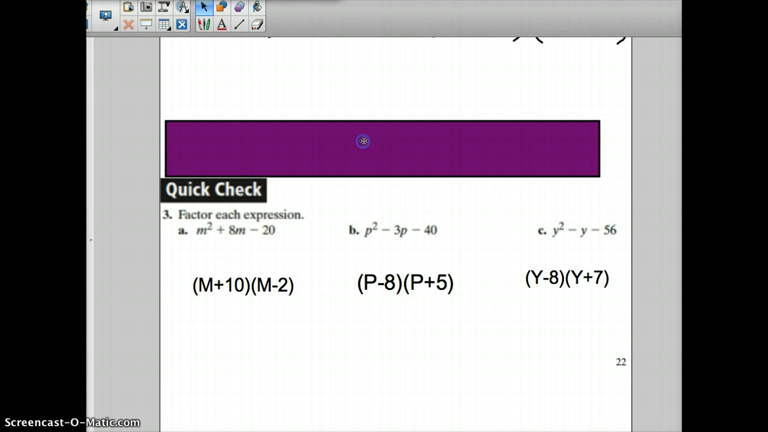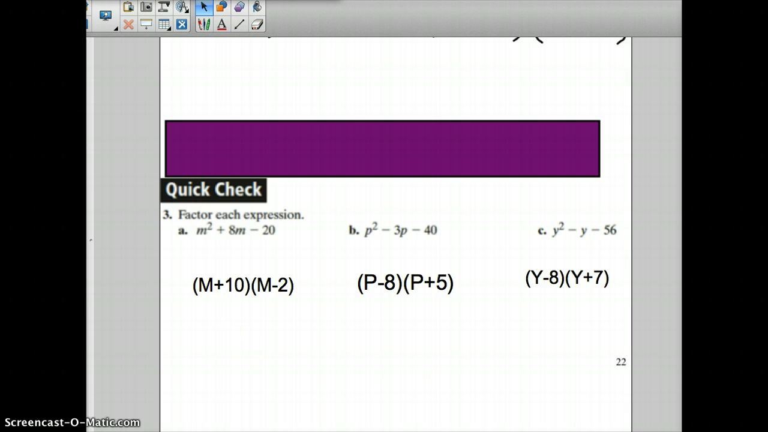All right, here we can notice we've got m plus 10 and m minus 2. In B, p minus 8 times p plus 5. And C, y minus 8 and y plus 7. Okay, and again, you have to remember, looking at that second term is going to tell us who gets the positive sign and who gets the negative sign. And because we have a positive 8 difference here, the 10, the bigger number, is going to go with a positive there.